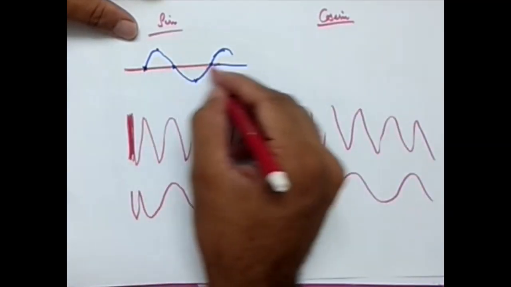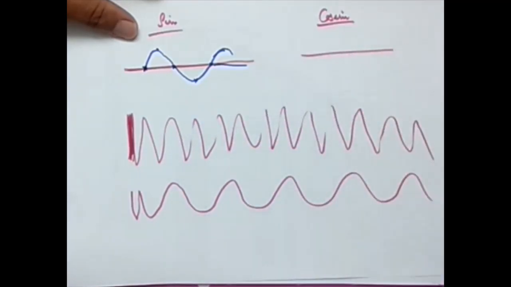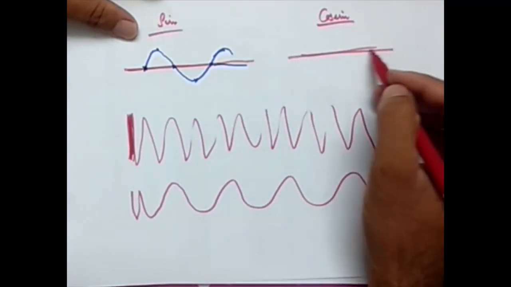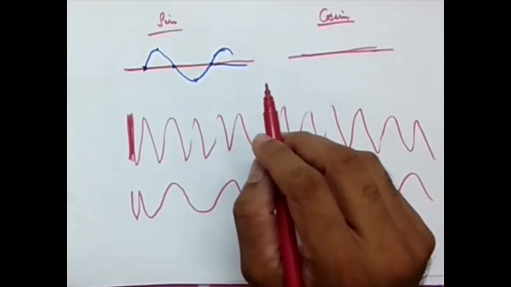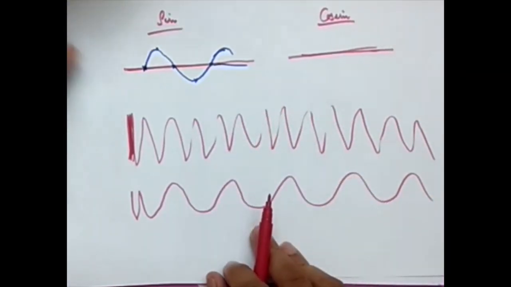This is our sine curve. What about the cosine curve? Cosine curve is also the same. The only thing is that there's going to be a phase difference, right? There will be a phase difference.